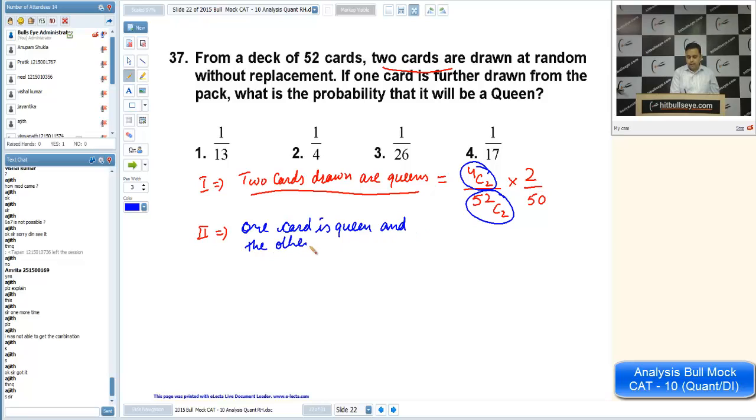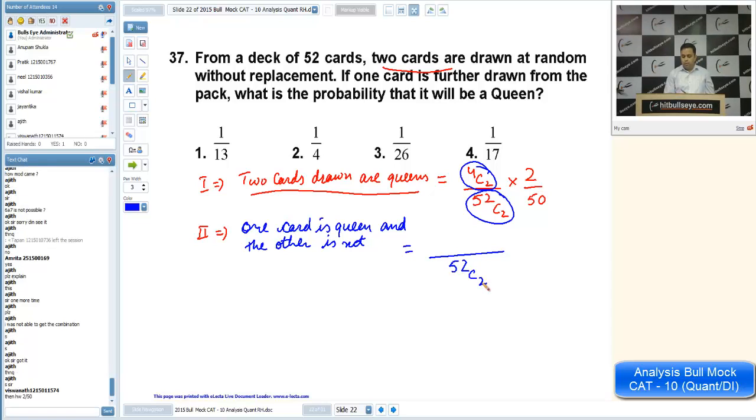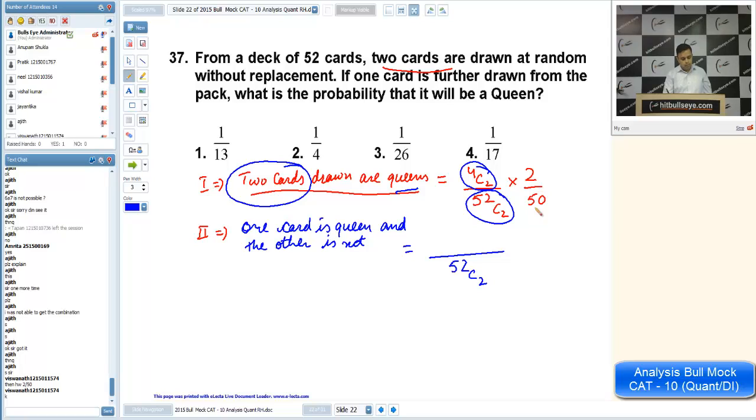In this case, first of all, we have selected 2 cards out of 52, so that will be equal to 52C2. Okay, Vishwanath, 2 by 50. After we have selected these 2 cards, we are left with 50 cards. And since these 2 cards are queens, we are left with only 2 queens. So we have to select 2 queens out of the remaining 50, right?